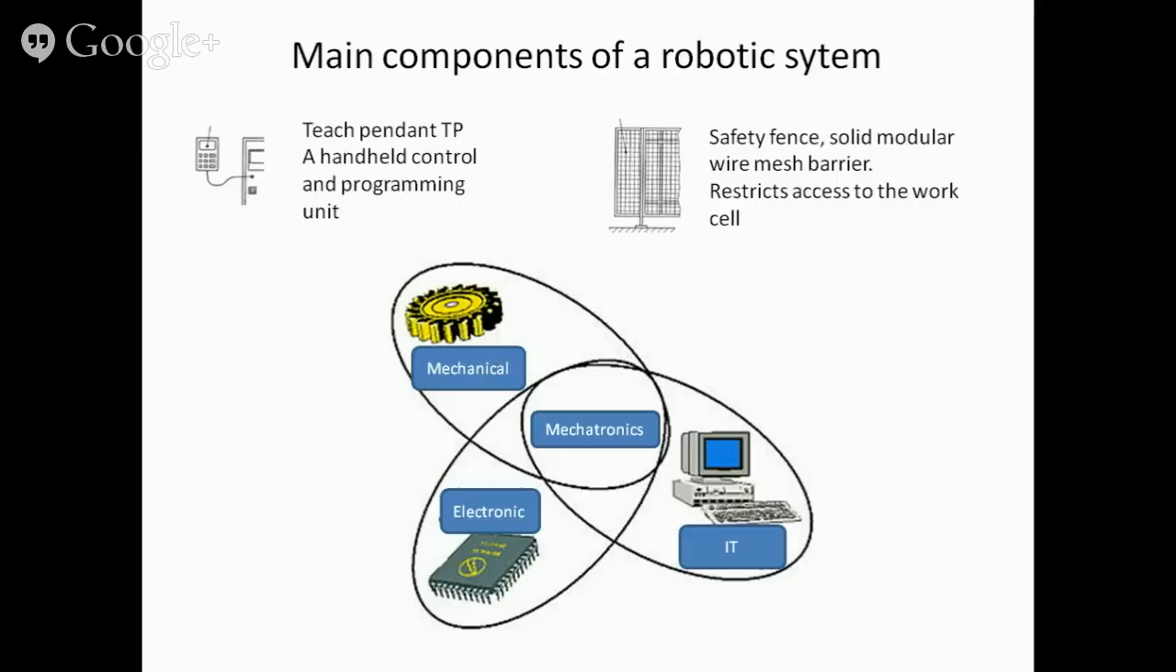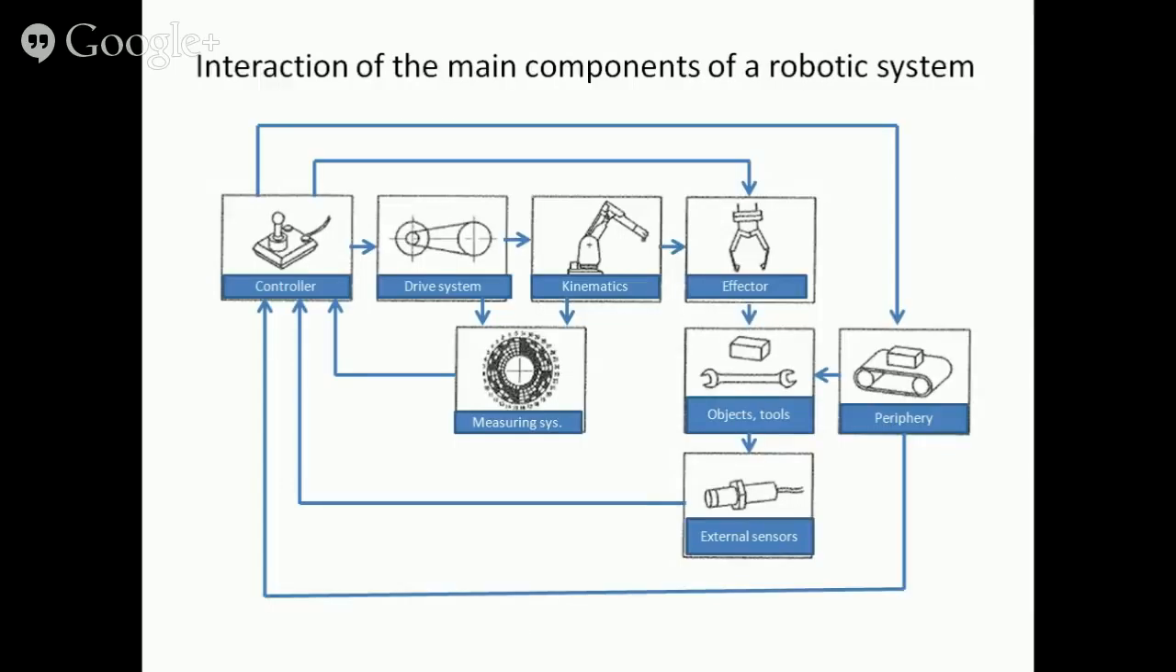A robotic cell is an excellent example of mechatronics. Mechatronics is the combination of mechanical, electronic, and IT engineering. Each component of a robotic cell interacts with one or several other components. You will find this diagram on exercise robotic 1 sheet. So study it and describe the interaction of the components.